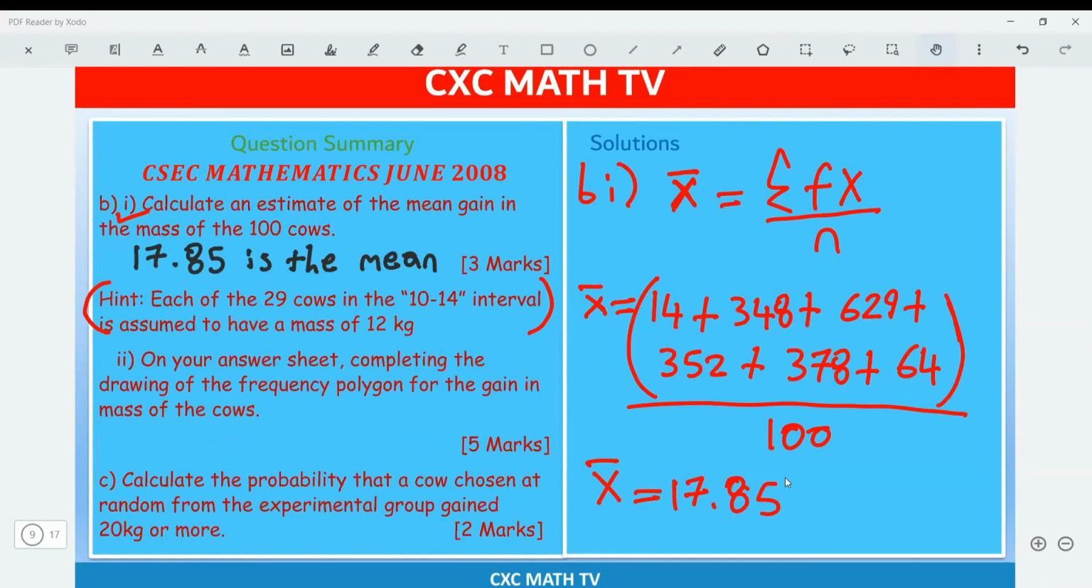All right, now the next, oh, here it is, the 5 marks. I told you. And the next part says now calculate the probability a cow chosen at random in the experiment gained 20 or more kilograms. So we need to find the probability a cow is going to gain 20 or more kilograms.